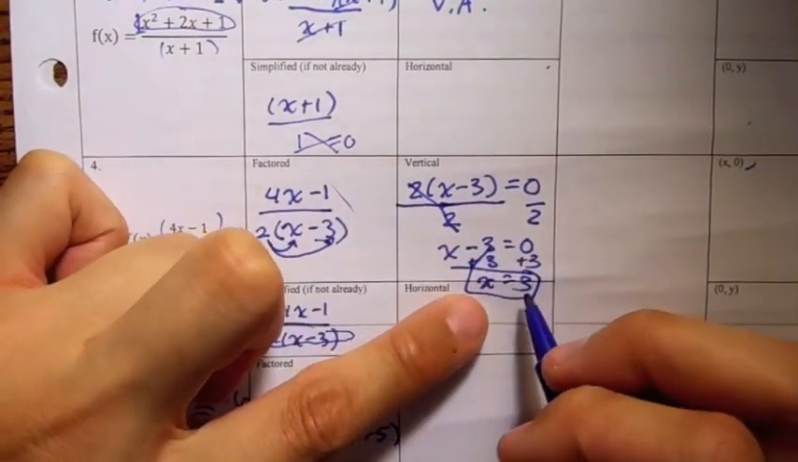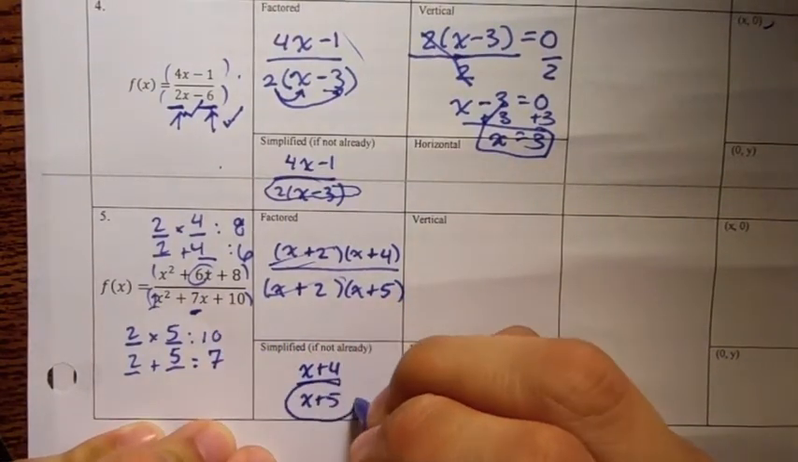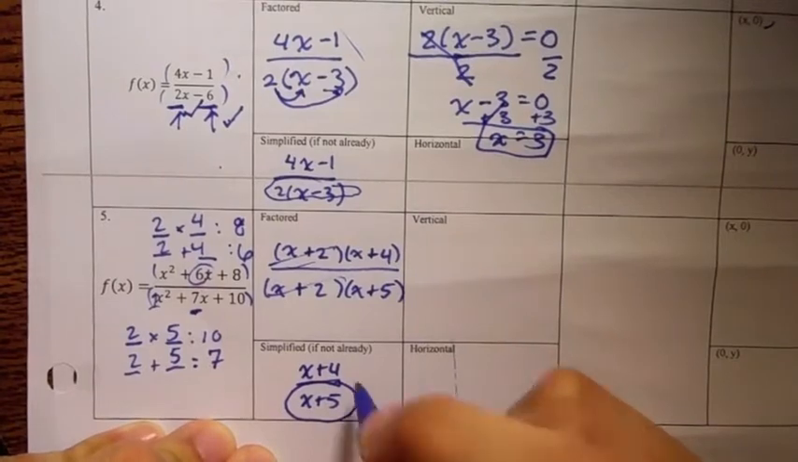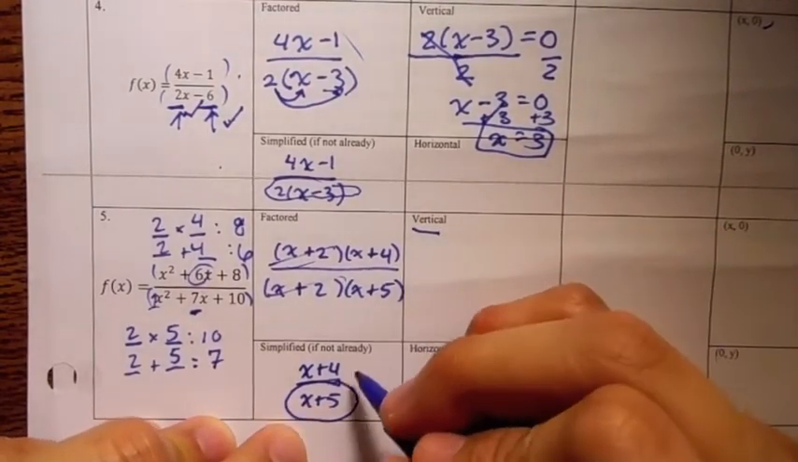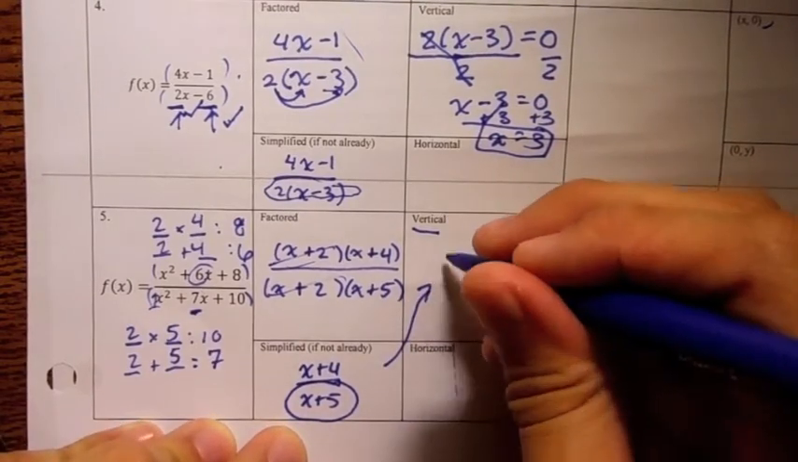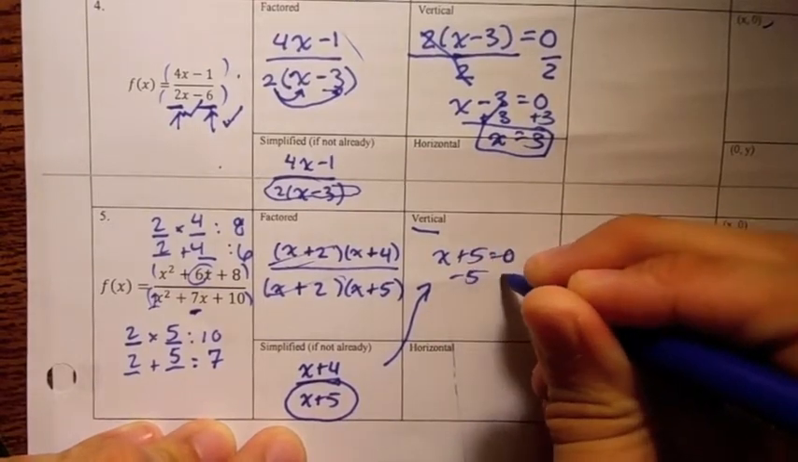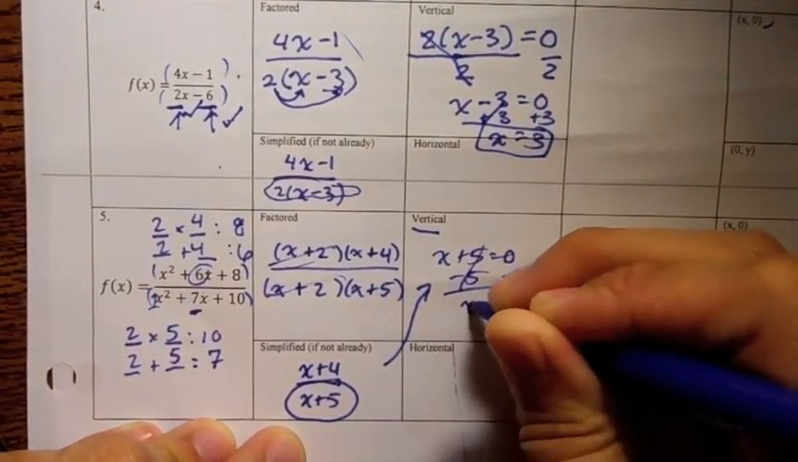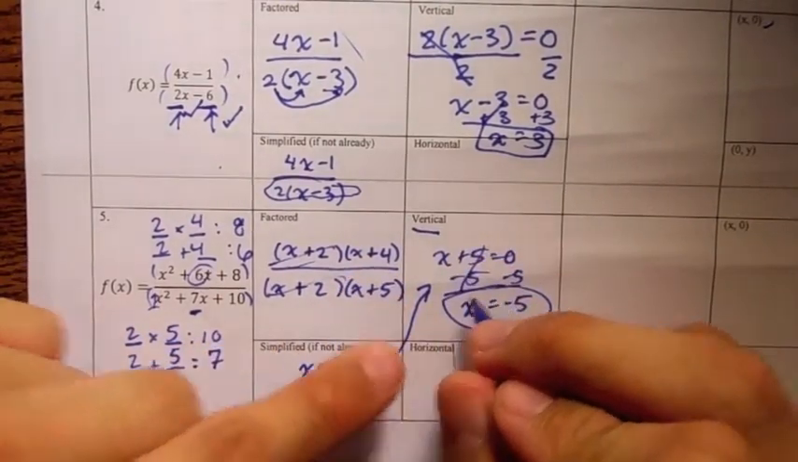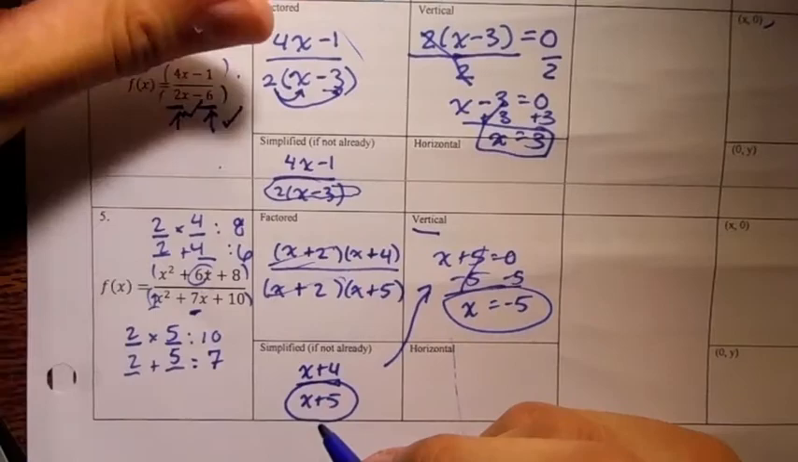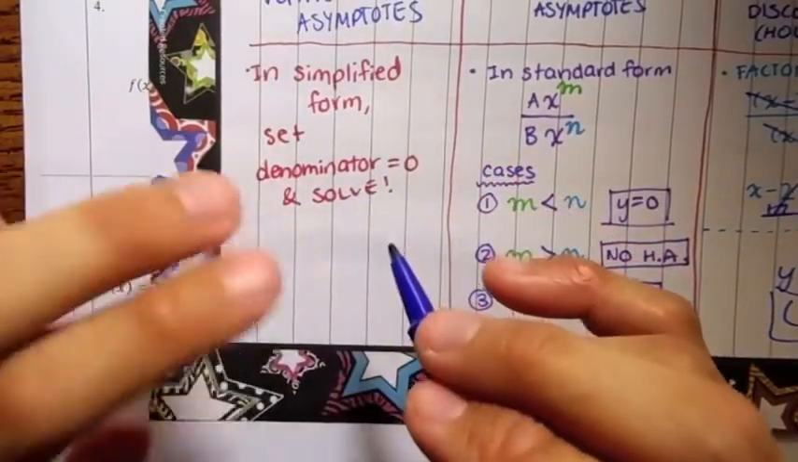And number 5, set the denominator equal to 0 in the simplified form. Remember, use the simplified form, it's simpler. To find the vertical asymptote, set the denominator equal to 0. I'm going to do just that. X plus 5 equals 0. So subtract 5 from both sides to get x by itself. So x is equal to negative 5. And that's the equation for your vertical asymptote for this equation. Again, vertical asymptotes, all you're doing is looking at the simplified form, set the denominator equal to 0, and then solve if possible.